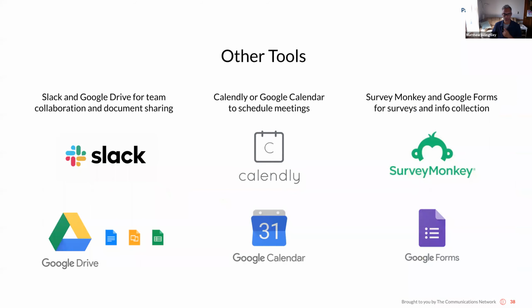And then some other tools. So Slack and Google Drive for team collaboration, document sharing, for scheduling, Calendly or Google Calendar, SurveyMonkey or Google Forms for surveys and info collection. One thing I'll say on each of these is, if you're using outside resources or a contracting agency, understand what software they're using, and figure out a way to work collaboratively. All of these I'm showing on the screen are free and they're all cloud-based. So you've got two really good benefits going for you.